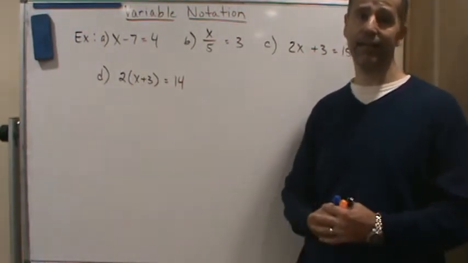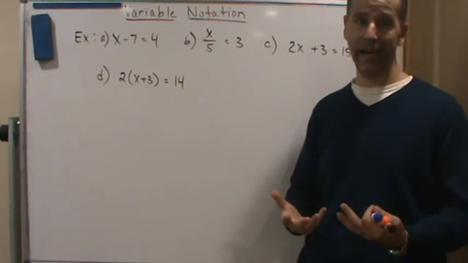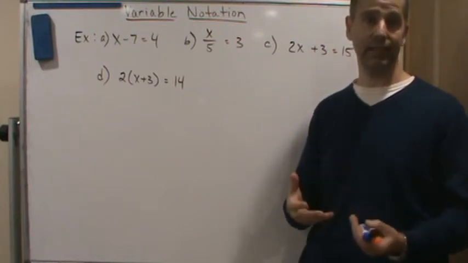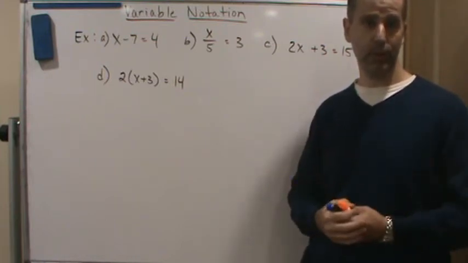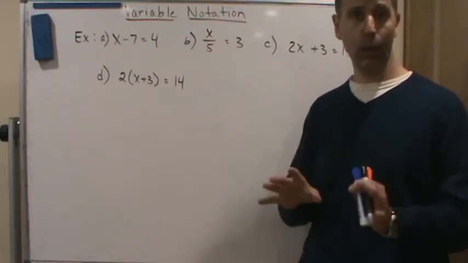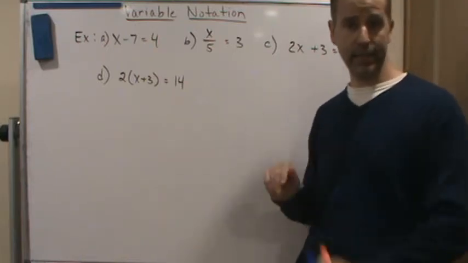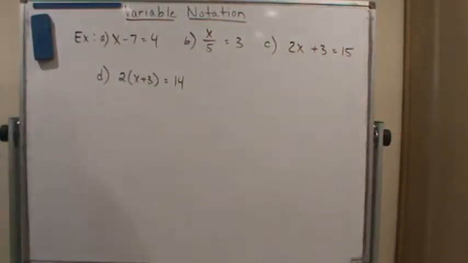If they can't, then you didn't do a very good job, or you're very vague, or you weren't very articulate in making sure you expressed it correctly. So pay attention to the way I verbalize these, okay? So let's start with the first one. In the first one, we're dealing with x minus 7 is equal to 4.